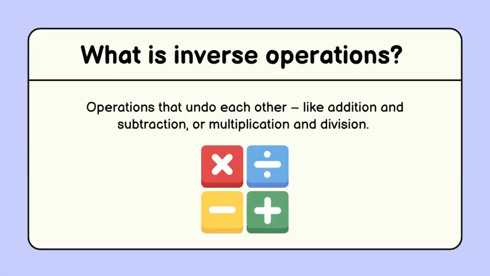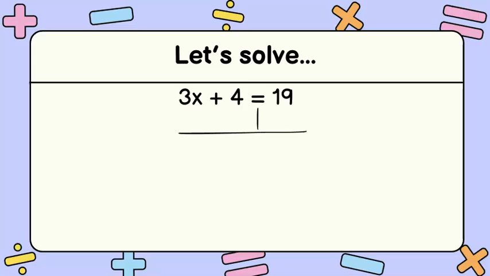What is inverse operations? Inverse operations are operations that undo each other, like addition and subtraction or multiplication and division. Let's solve this problem together. Here, we want to find the variable x, and one way of doing that is by undoing our equation. Right here we have addition.